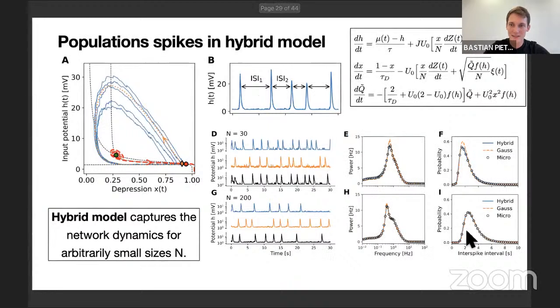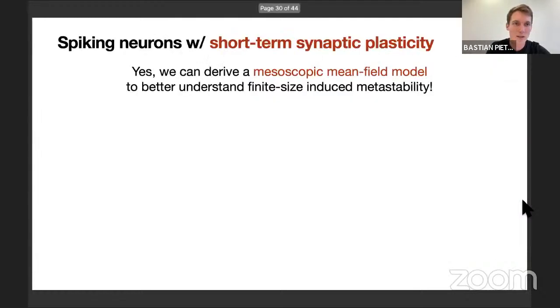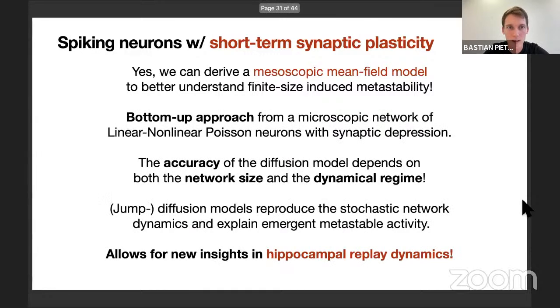The result is that this hybrid model really captures network dynamics for arbitrarily small network sizes. So even here for n equals 30, we have a perfect fit, where before the diffusion model wasn't as strong. So as an intermediate summary, yes, we can derive a mesoscopic mean field model for spiking neurons with short-term synaptic plasticity. It's important that this is a bottom-up approach. And the accuracy of our diffusion model depends both on the network size, but also on the dynamical regime.